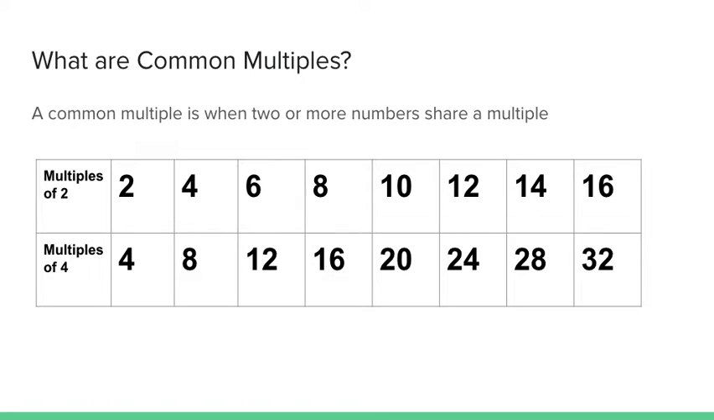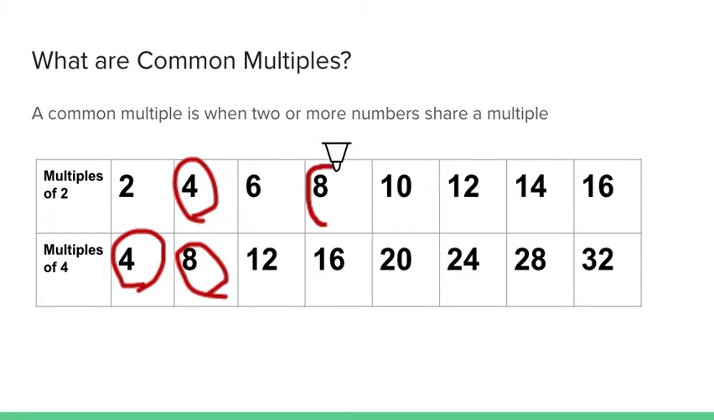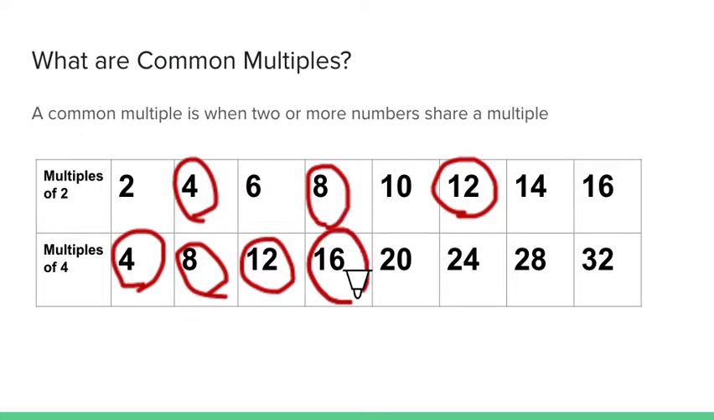Now what we are going to do is look at the list of multiples that we have here, and circle any common multiples between 2 and 4. Let's start here. We have 4 and 4. That's a common multiple. 8 and 8, that's a common multiple. 12 and 12, that's a common multiple. 16 and 16, that's a common multiple.